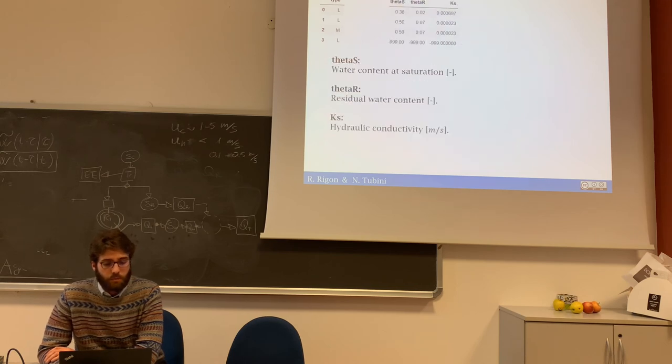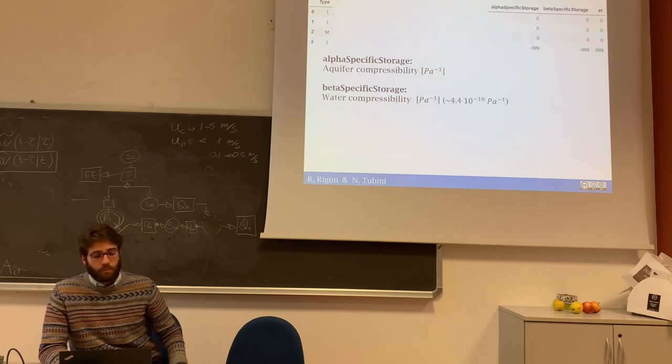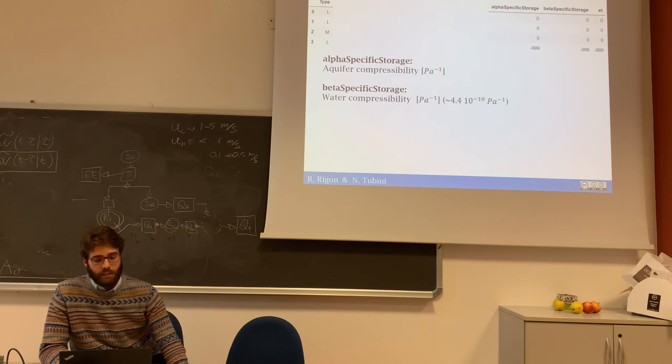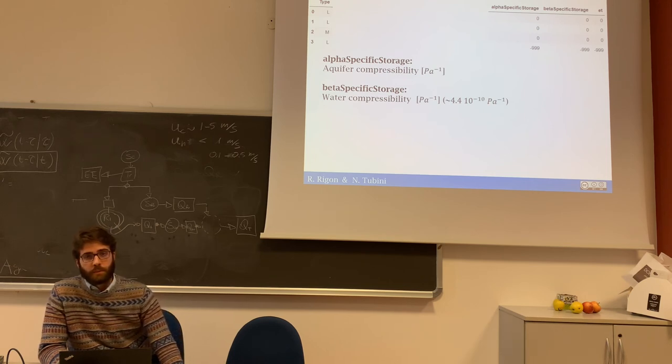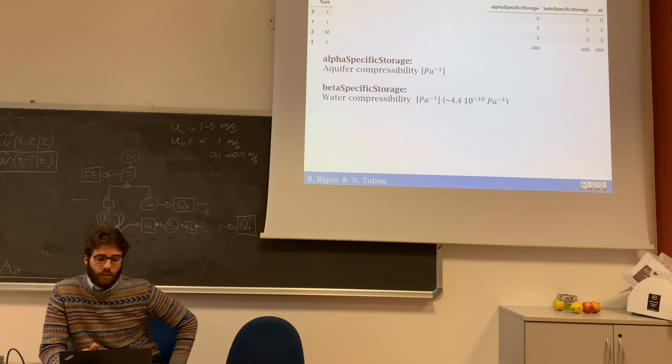Then we have columns that define the water content at saturation, the residual water content, and the hydraulic conductivity. And there are two other columns, alpha specific storage and beta specific storage, which are two parameters used to extend the soil water retention curve also into the saturated zone. So when psi is larger than zero, the water content is not constant, but varies according to these two parameters.